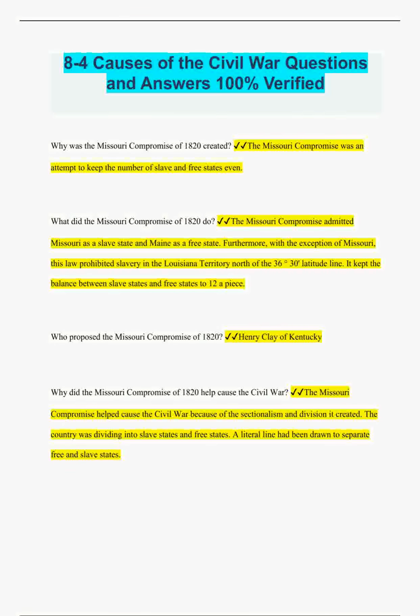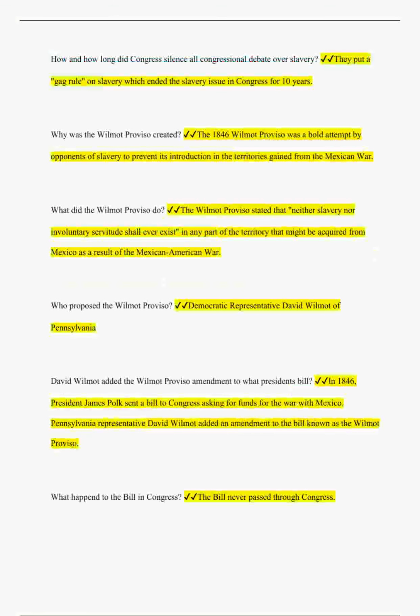Why did the Missouri Compromise of 1820 help cause the Civil War? The Missouri Compromise helped cause the Civil War because of the sectionalism and division it created. The country was dividing into slave states and free states. A literal line had been drawn to separate free and slave states. How long did Congress silence all congressional debate over slavery? Gag rule on slavery, which ended the slavery issue in Congress for 10 years.